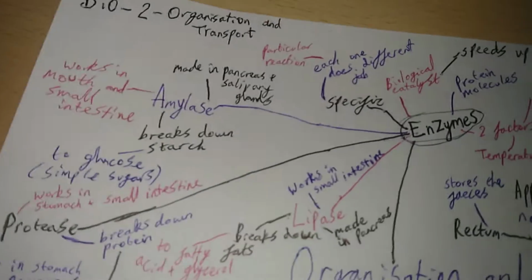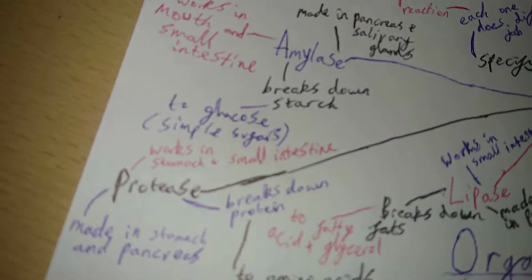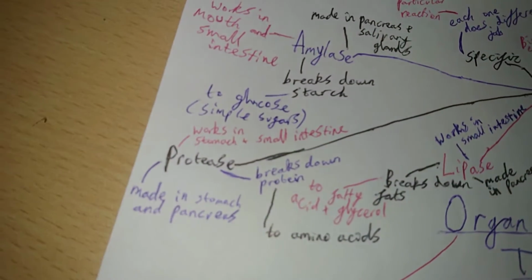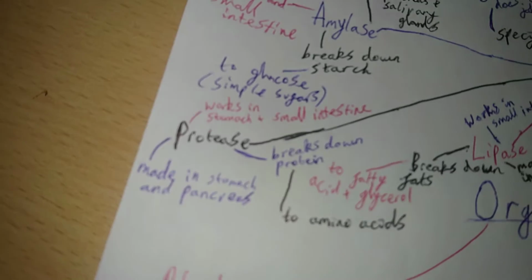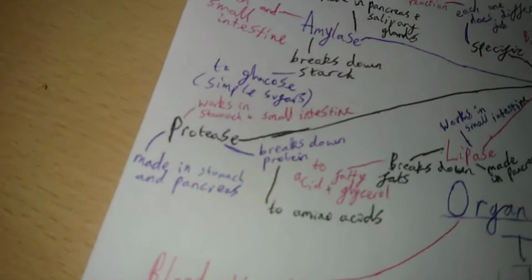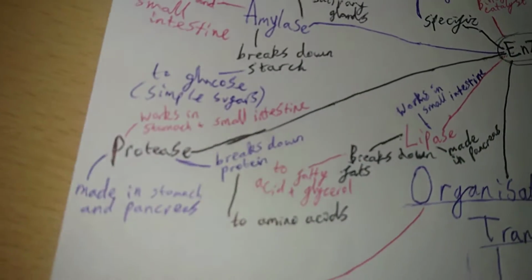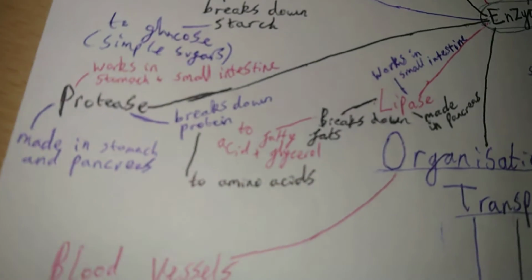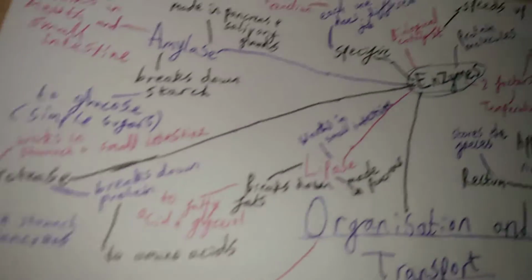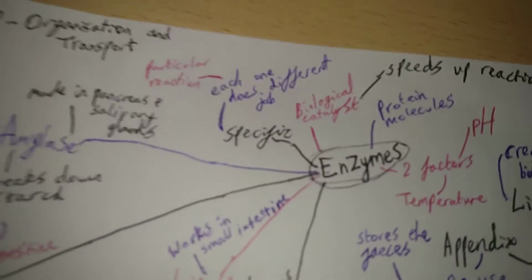So then our second enzyme is protease, which works in the stomach and small intestine. It's made in the stomach and the pancreas, so that's the stomach in both, and it breaks down protein to amino acids. Nothing to do with the amino app, that's just terrible.